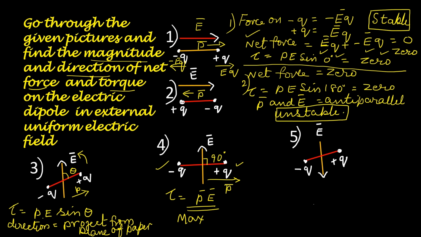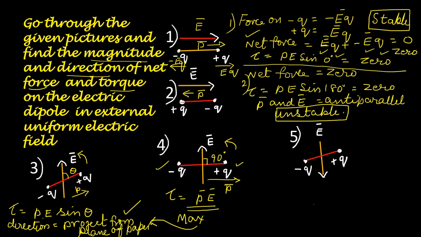Maximum torque is experienced when the dipole moment is perpendicular to electric field. Dipole will rotate in the anti-clockwise direction. So direction of torque is the same as in the previous case. That is, project outward from the plane of paper. Okay, let us move on to the fifth question.